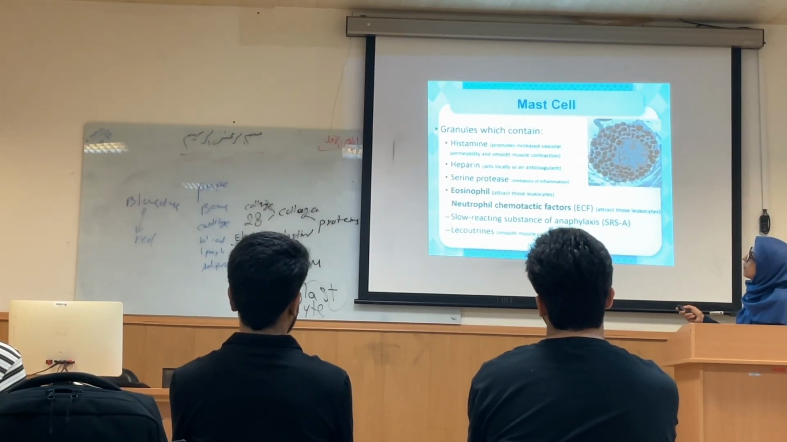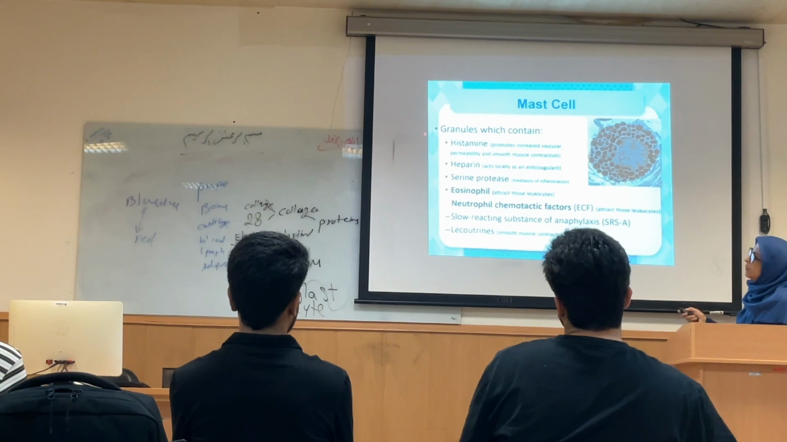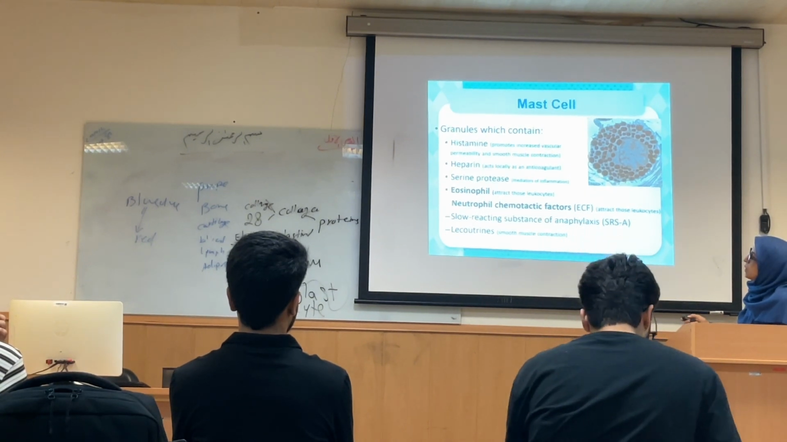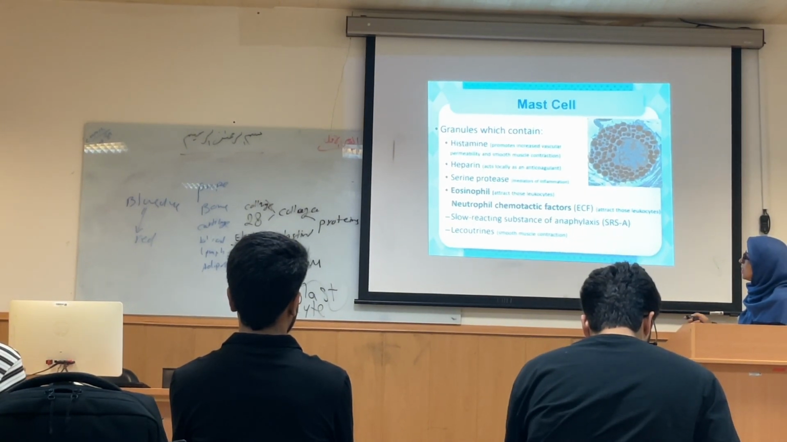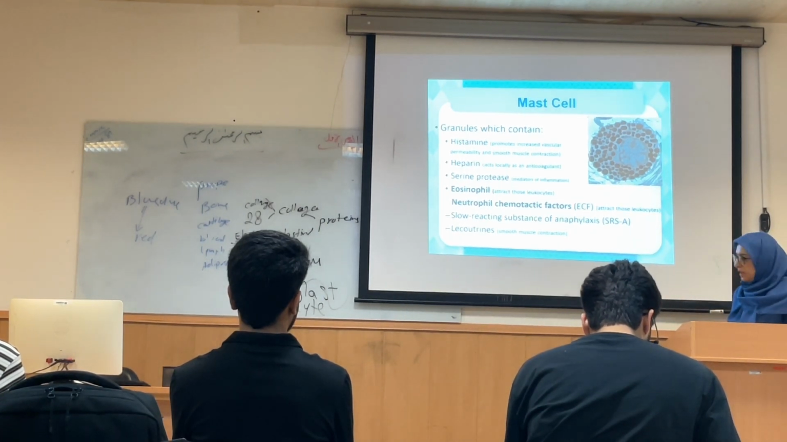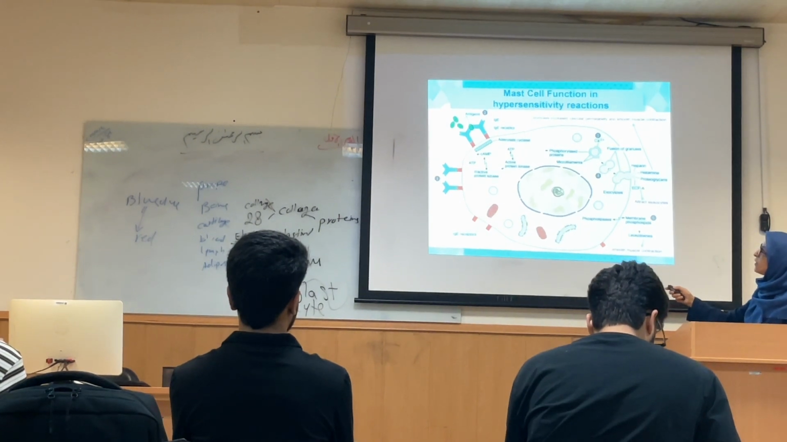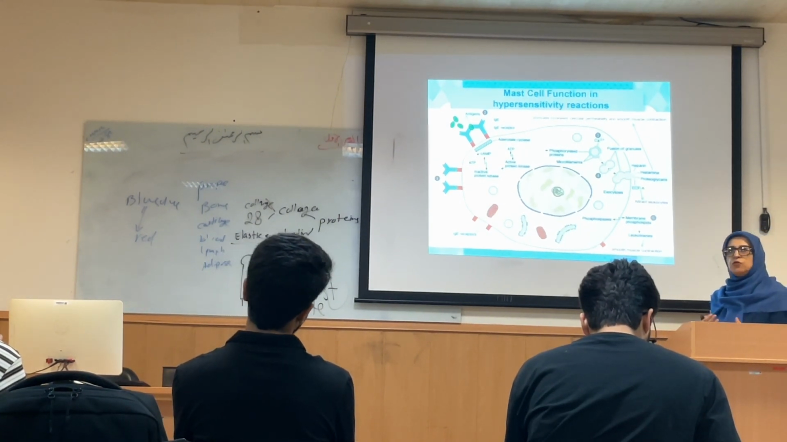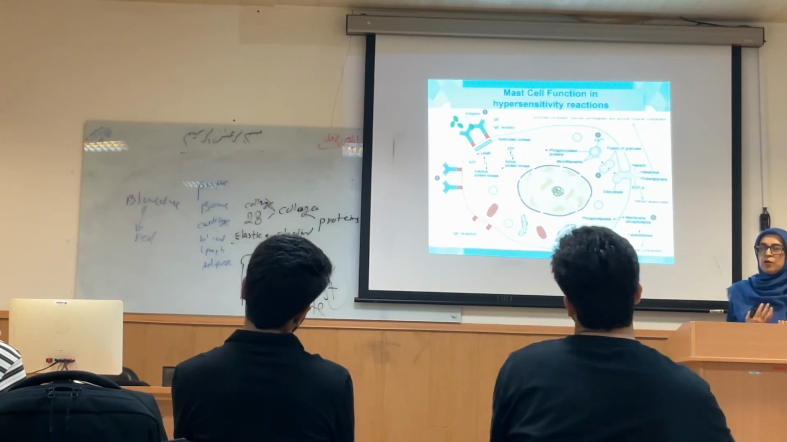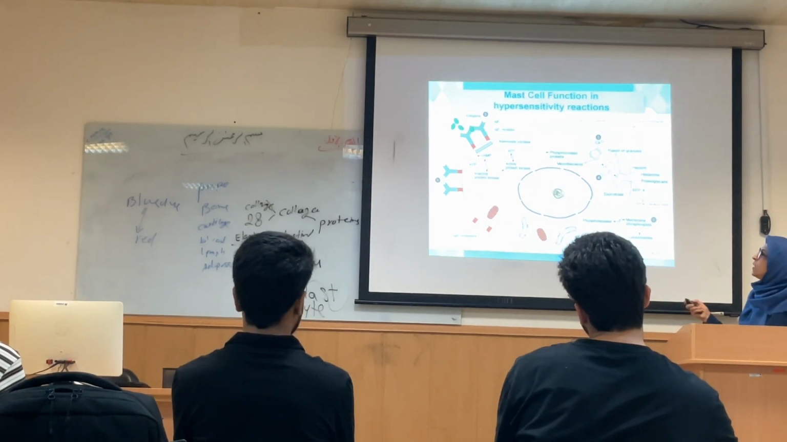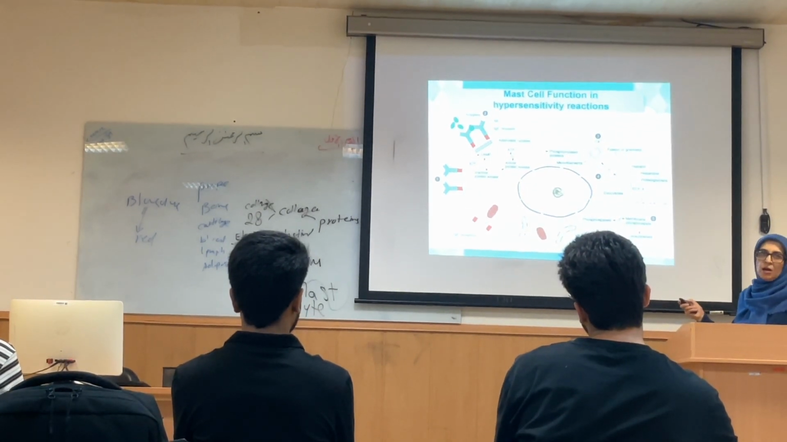They include some granules that contain histamine, heparin, and some other proteins that finally result in the reaction to different allergens. As you see here in this picture, different allergens that are in the food, in the air, or in our environment attach to the immunoglobulin E that is in the blood.